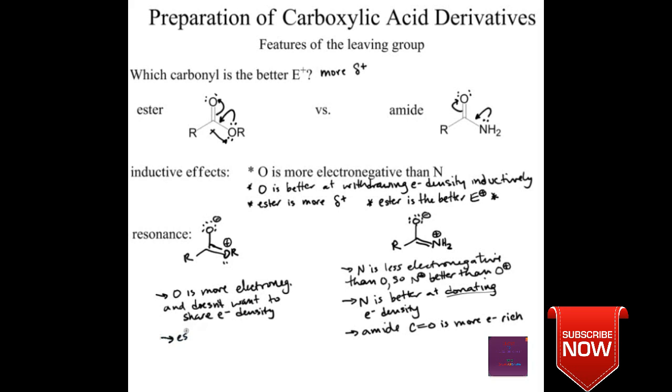Therefore, the ester carbonyl is less electron rich. It has less of that electron donation, and therefore it's not as electron rich as the amide. So looking at these two arguments, what would you conclude about the electrophilicity? Which is the better electrophile, the ester or the amide? The ester is the better electrophile. Both of these point to the same conclusion, that the ester is the better electrophile.